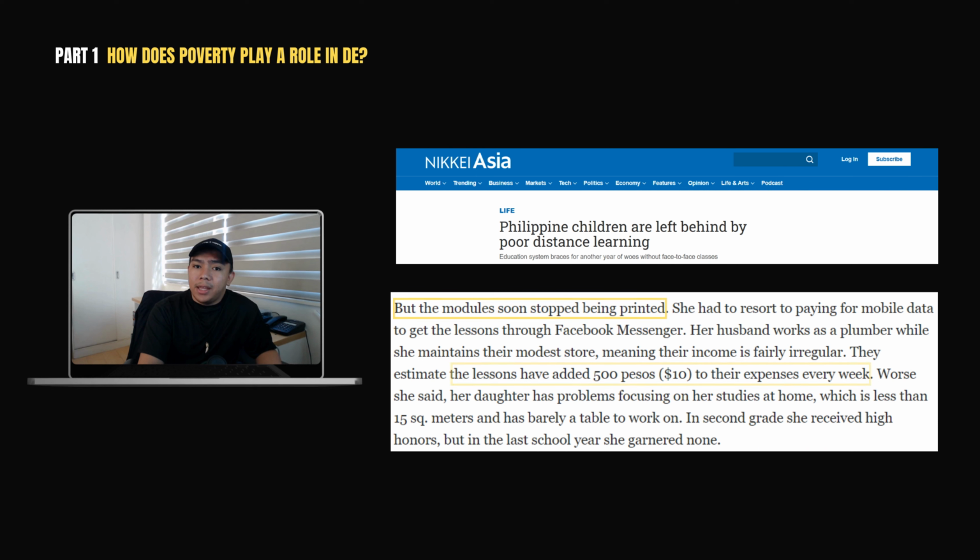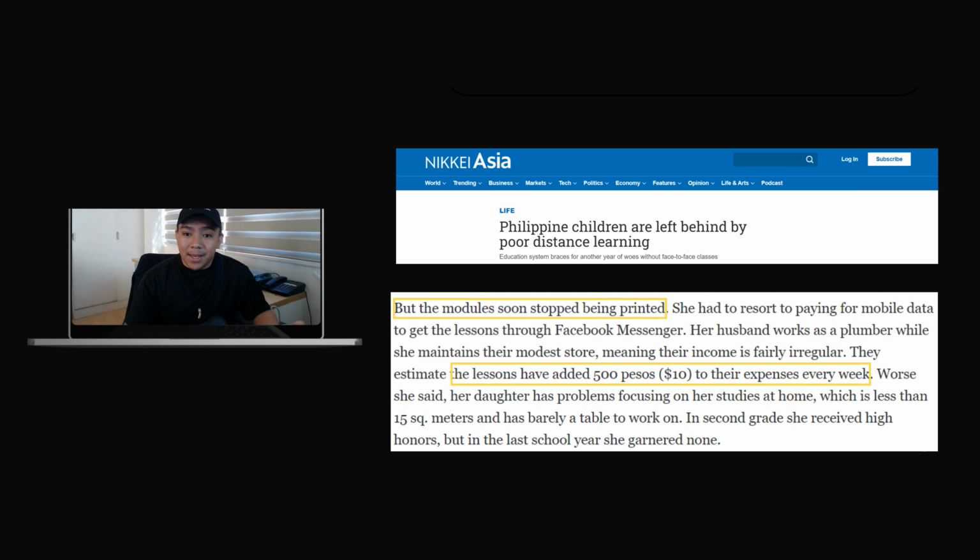And then there's this news article by Beltran in 2021, where it details how a certain family opted for their daughter to have modular learning due to unavailability of wireless internet, and they only have one smartphone for the entire set of siblings. However, in their experience, modules stopped being printed, and they had to access the lesson through Messenger, which was computed to be 500 pesos in added expenses per week.